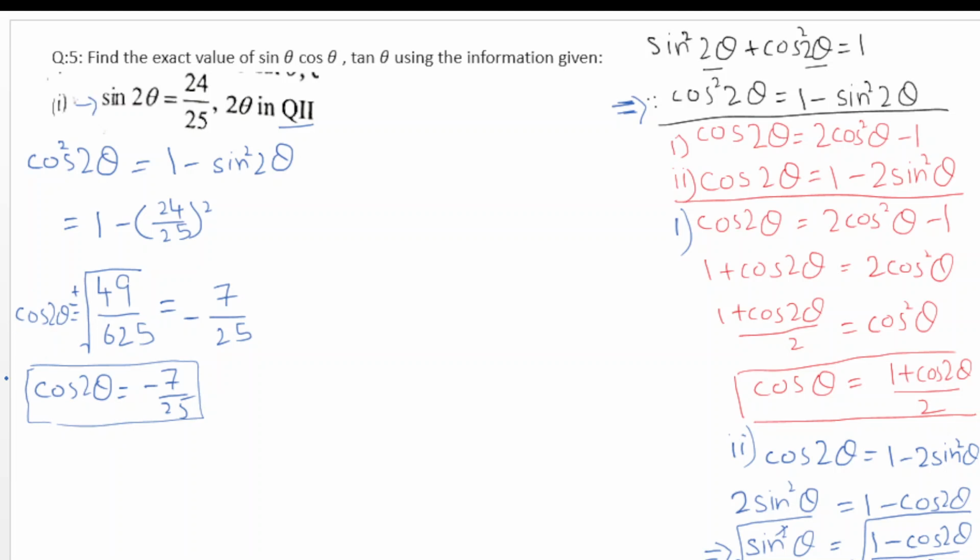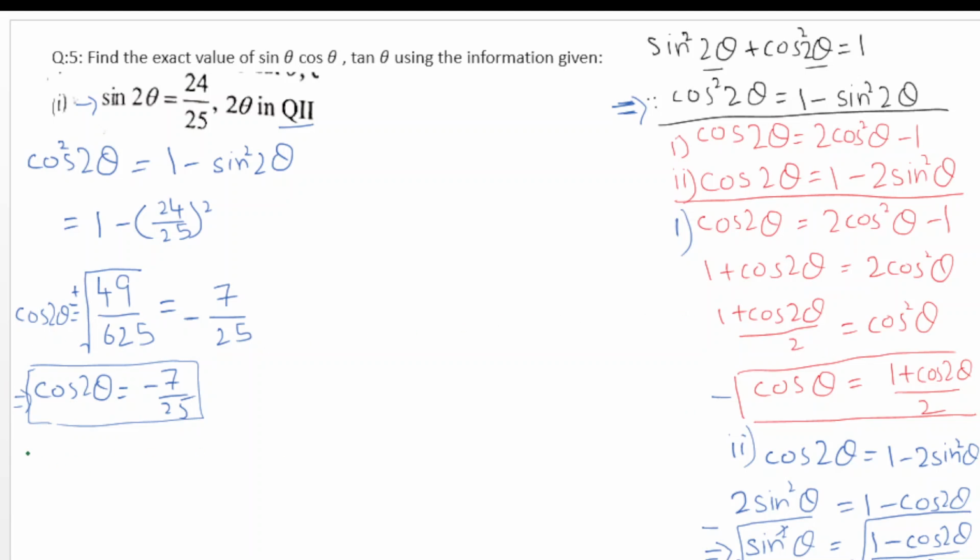Now we have sine 2 theta and we have also cos 2 theta. Now we will use these formulas. The first one and the second one will solve our question. So let me use the first formula that is in front of us.